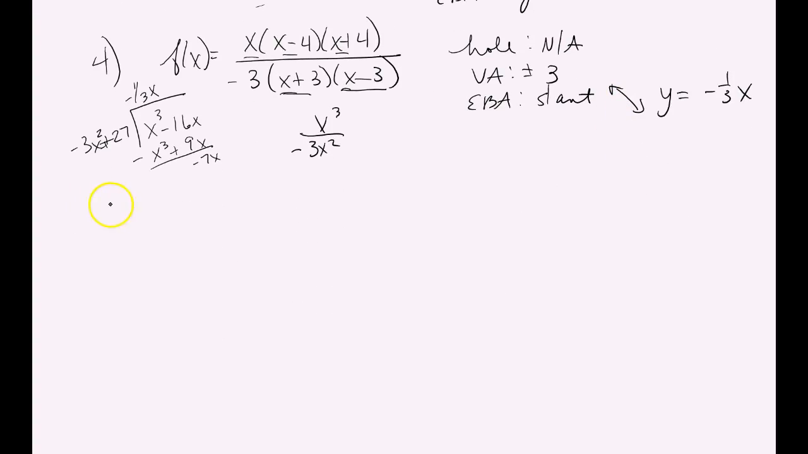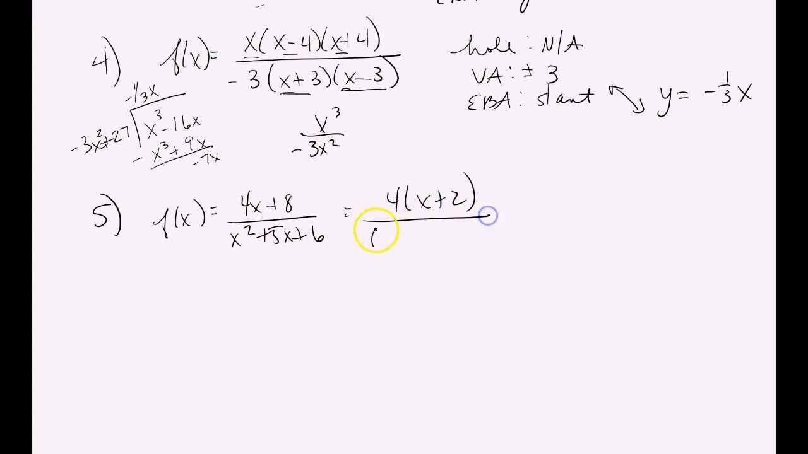All right, number 5. So we've got 4x plus 8 over this business. And then I'm going to try to factor this. Looks like the bottom is going to be x plus 2, x plus 3. Okay, great. I've just canceled out a factor, which does make there a hole at negative 2.